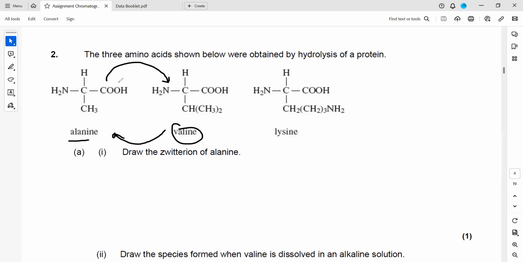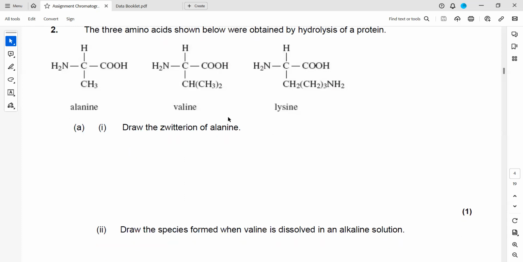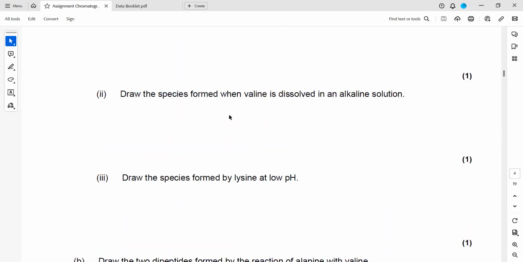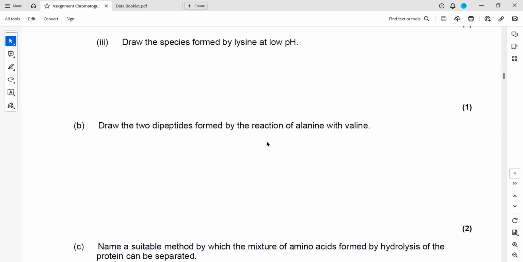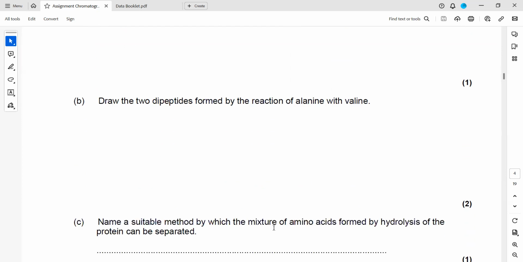If you're forming the first one, we'll remove OH from here and H from here. The second one, when we form it, we'll remove OH from here and H from here and link them together. Is it clear? You don't have to draw a polymer, you have to draw two different dipeptides. Is it clear, part B?